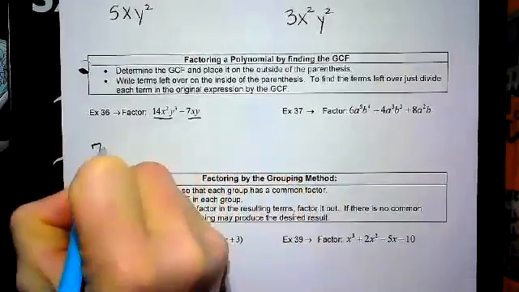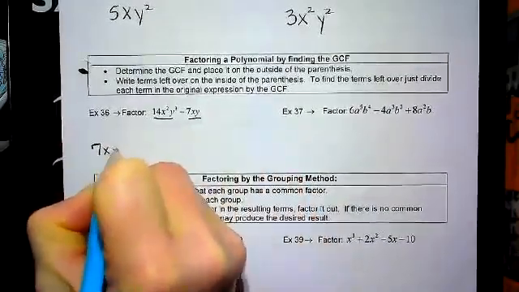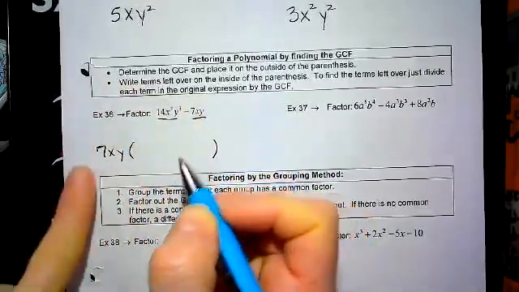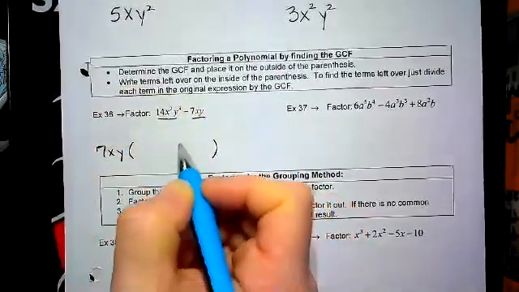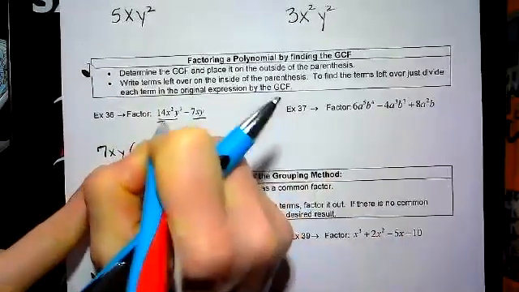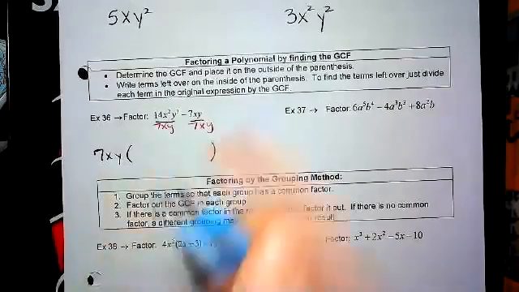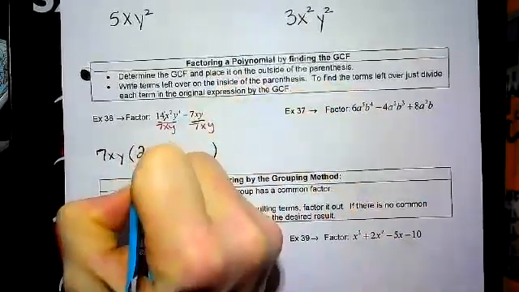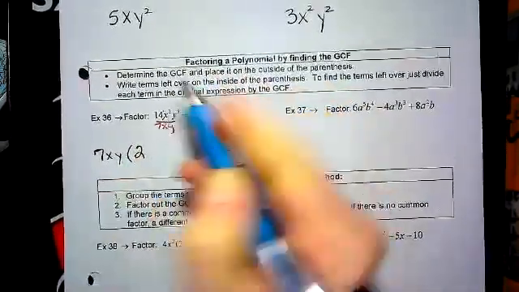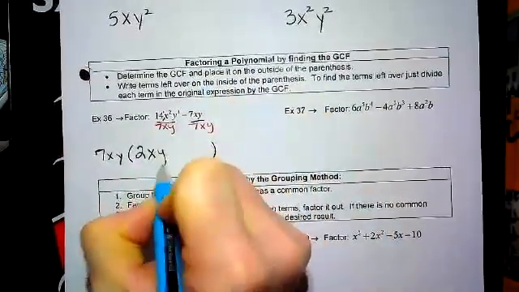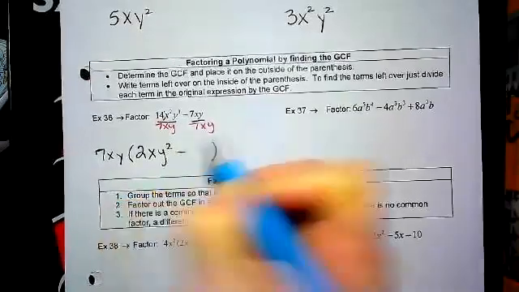The smallest x is x and the smallest y is y. So my GCF is a 7xy. So we pull that out in front. Then we divide to see what goes on the inside of that parentheses. So we know 7 goes into 14 2 whole times. For x, you're taking 2 minus 1 to get x to the understood 1. For y, 3 minus 1, and you have y squared.